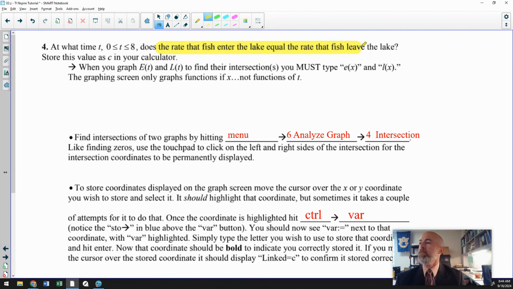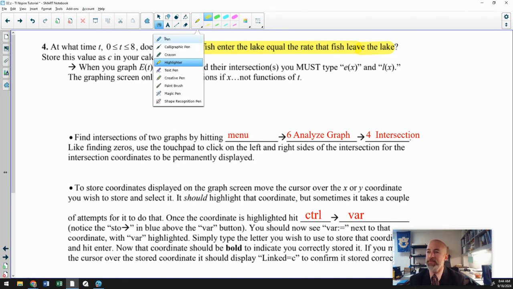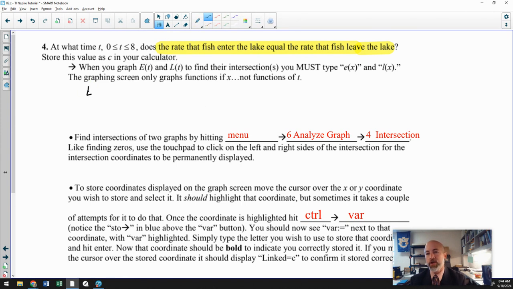There we go. So we're looking for the rate that fish enter is the same as the rate that fish leave. Well, that's how E of t and L of t were defined. So I'm going to actually write E of t equals L of t. Anytime you solve equations on the AP exam, you absolutely must, even if the calculator is solving them for you, write the equation that generates the solutions. You never, ever, ever only write a solution. And I'm going to solve this graphically like I did on the last one.